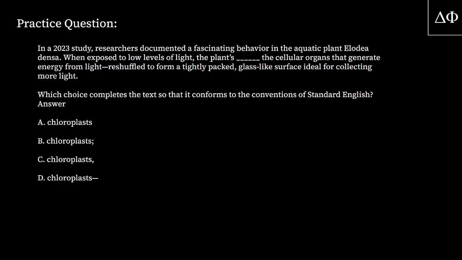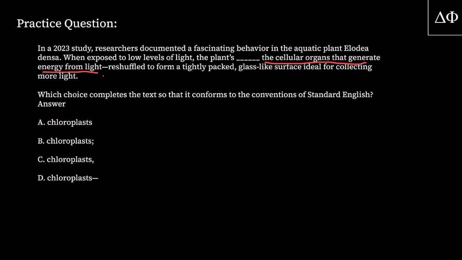Now, when we look at the second sentence, when exposed to low levels of light, the plants blank, and then it's chloroplasts. We're testing on which punctuation goes after this. The cellular organs that generate energy from light. Well, this is explaining what chloroplasts are. So this, right here, is non-essential information.